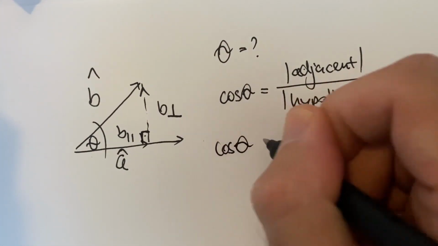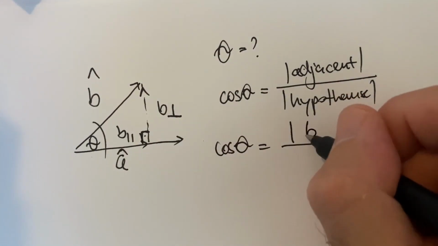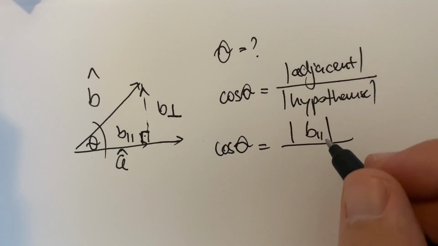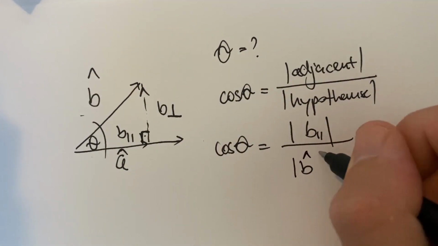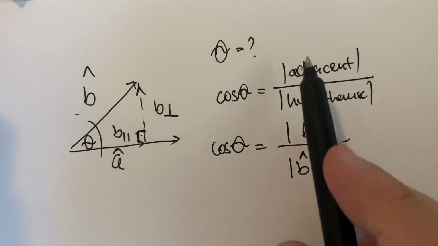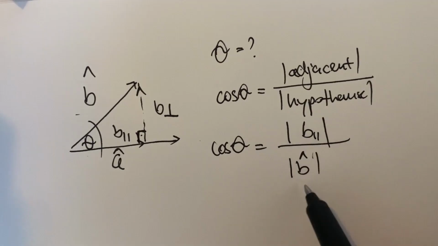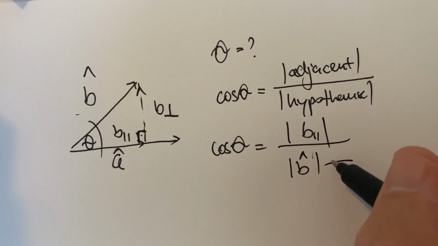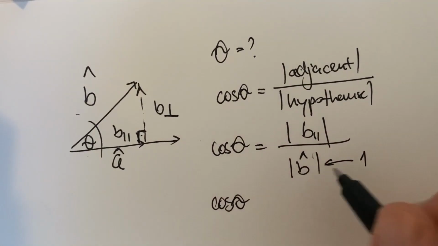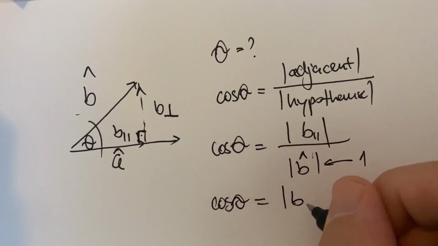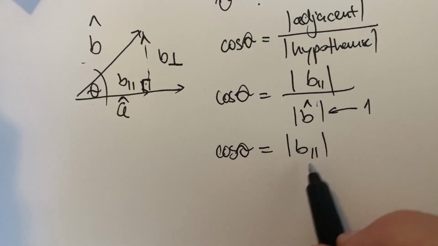Well, adjacent is obviously, let's just write it out step by step, the length of this parallel component of our b unit vector. And the hypotenuse is the length of the b vector, which is a unit vector right now. I'll give you a second to think about how we can simplify this. You should have figured that this has length 1. So cosine of theta, because it's a unit vector, is actually this. Wow.